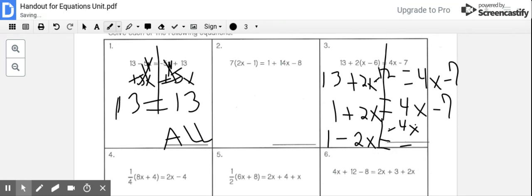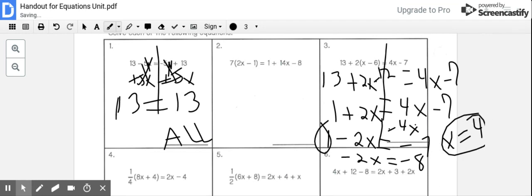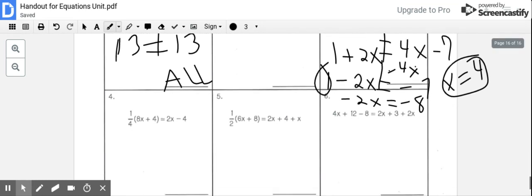Equals negative 7. And then we're going to have negative 2x equals, and we're going to minus 1, because this is a positive 1, so we're minusing it. And then we're going to divide by negative 2 on each side. So we have x equals 4. So this is one of those regular equations where we have one single answer, like we're used to.